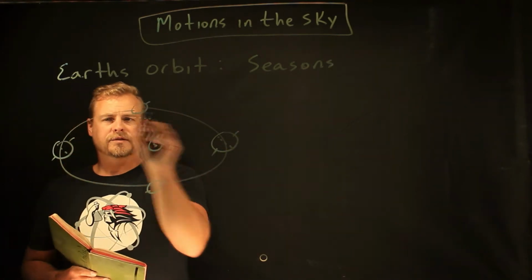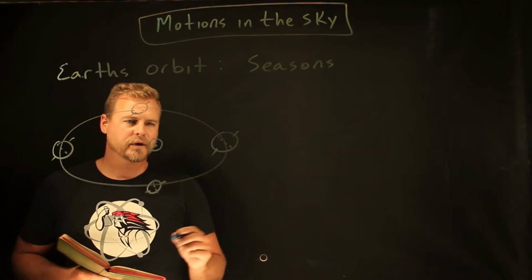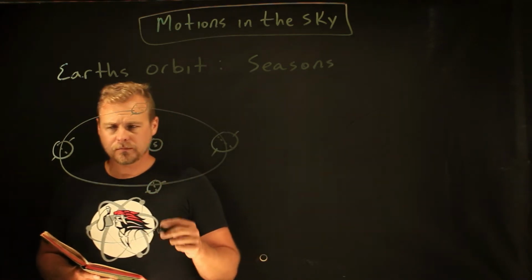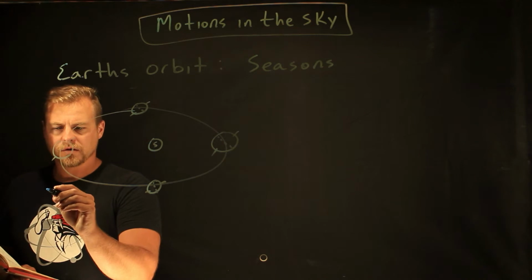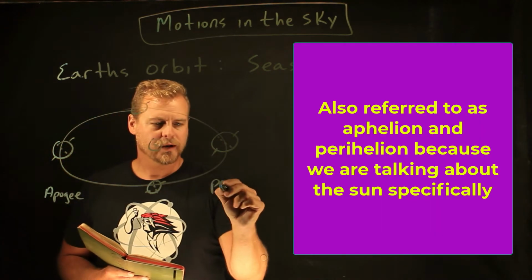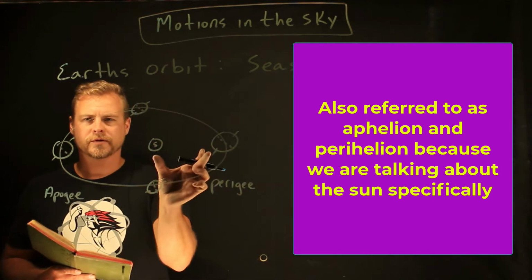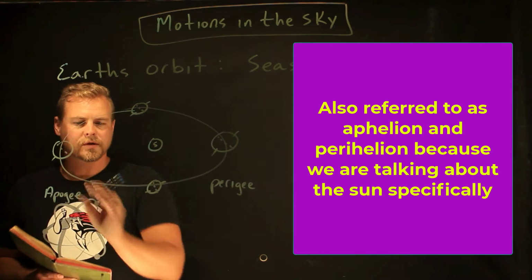So obviously this is not quite to scale, right? The Earth's orbit's not really this oval, but it helps prove the point here. Over here is called apogee, and this is called perigee. Perigee is when the Earth is closer to the sun, and apogee is when the Earth is further away from the sun.